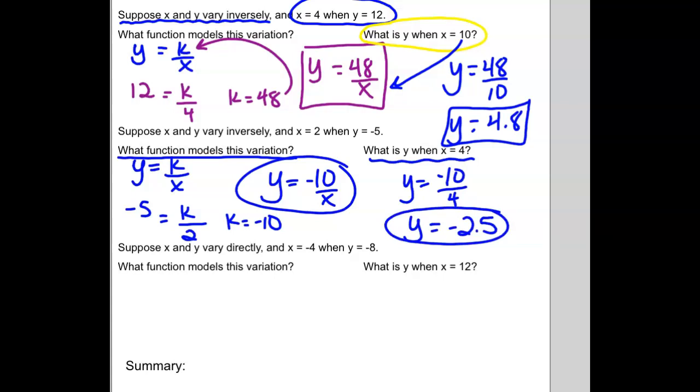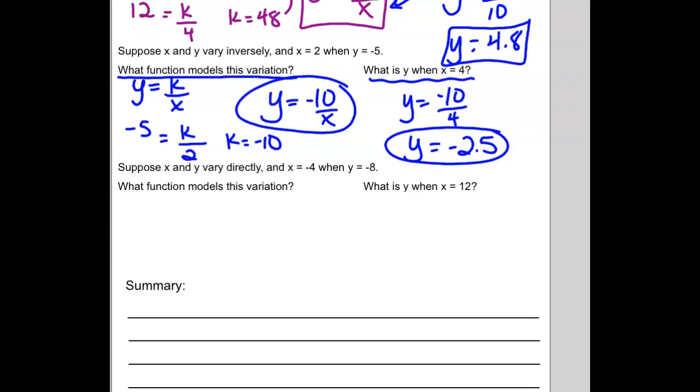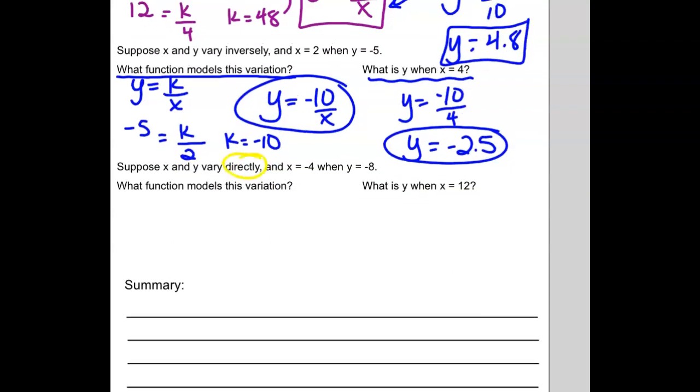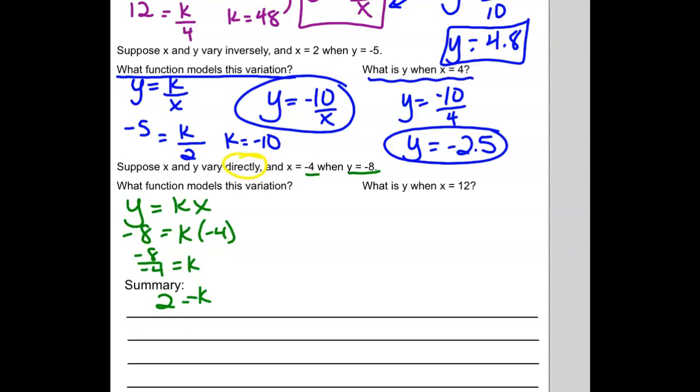All right. Our last one here says suppose x and y vary directly. So notice now it's not an inverse variation, it's a direct variation. Direct variation means y has to equal our constant times x. When x is negative 4, so k times negative 4, we're supposed to get a y value of negative 8. To solve for k, we would have to divide out the negative 4. And negative 8 divided by negative 4 would just be 2. So we have a constant of 2. My equation then, the function that models this variation, would be y equals 2x.